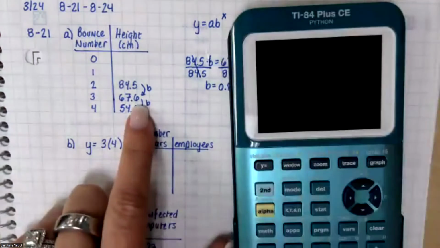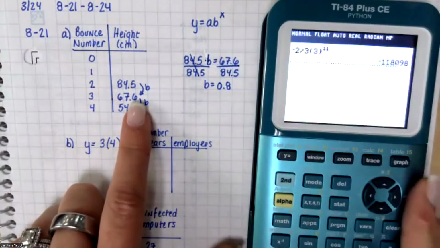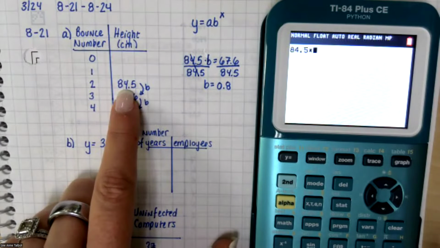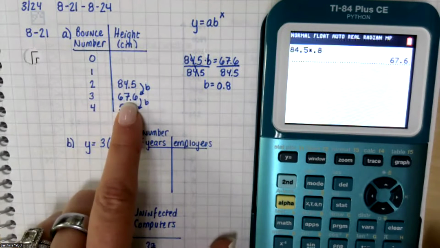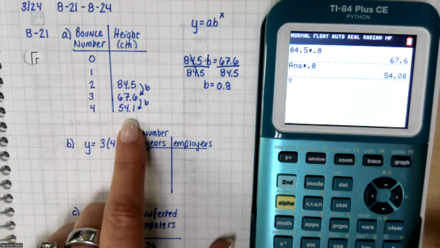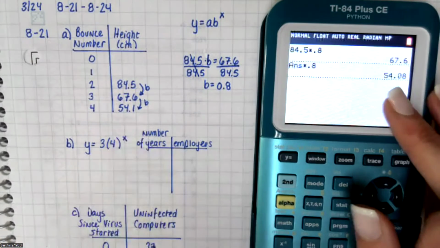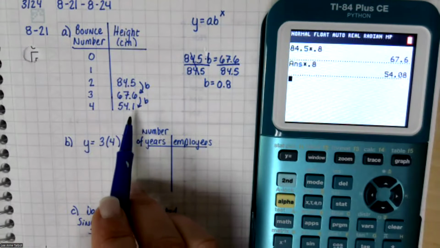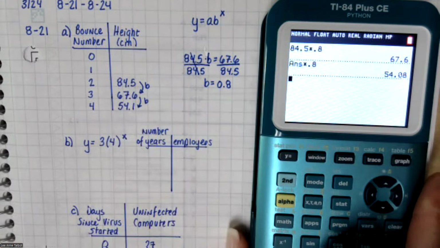Okay, so let's just check to make sure that this makes sense. 84.5 times 0.8. Yep. Close enough. It's rounded. Okay, now if I multiply by 0.8 to go down the table, what do I do to go back up the table?